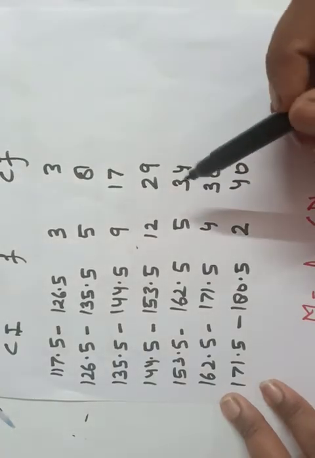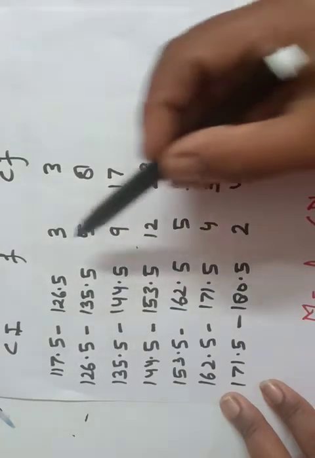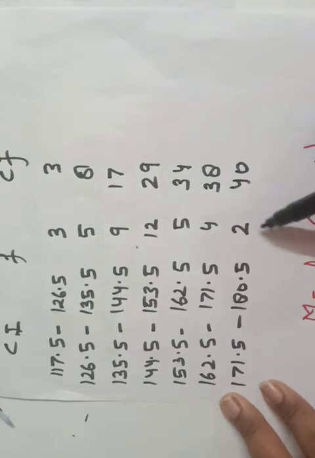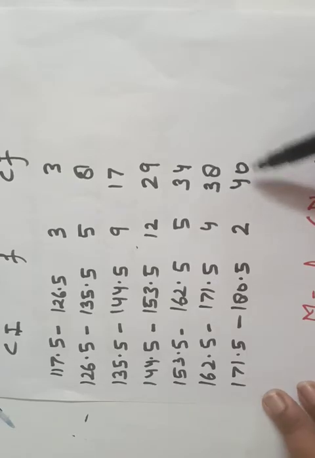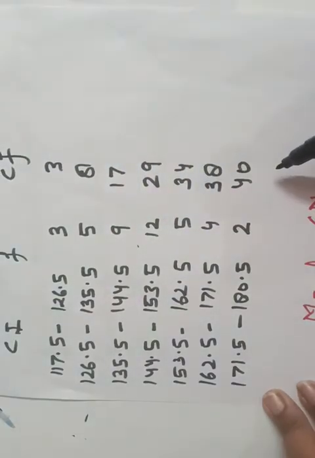So we can cross check also by adding all these frequencies. The sum of the frequencies should be equal to this value, that is 40. Yes, that is the last value of the cumulative frequency column.